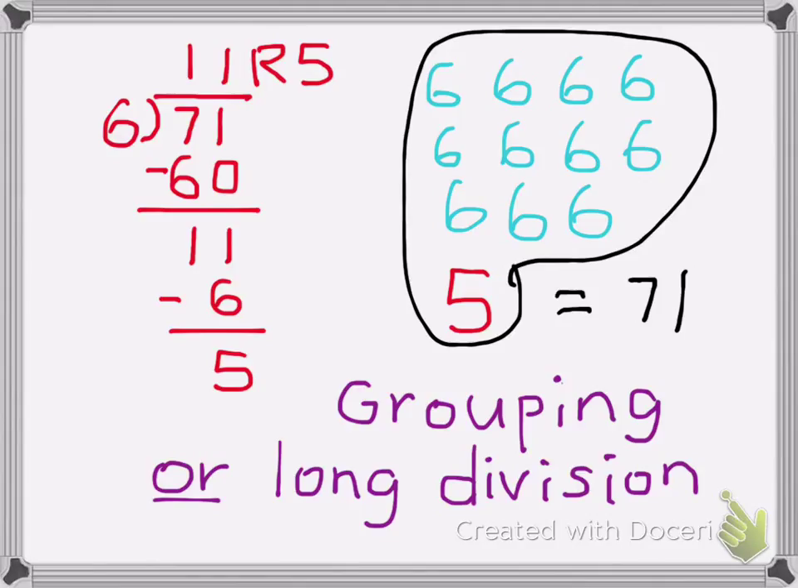Let's try this problem using grouping. From our knowledge of multiplication, we can infer that 6 times 11 is 66. 66 plus 5 is 71. We can use grouping to represent the same problem, and we get the same answer. Grouping or long division are both strategies to help us get the answer to division problems.